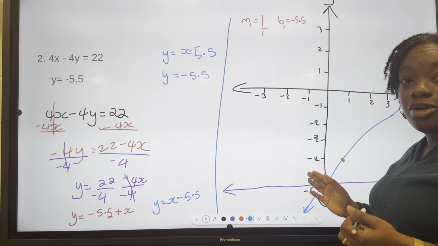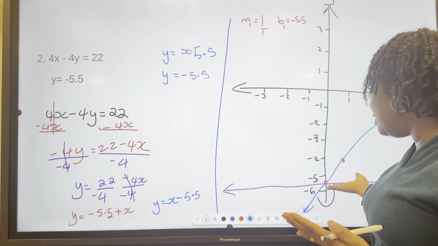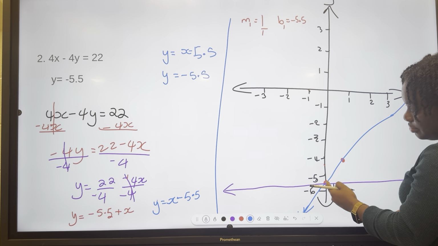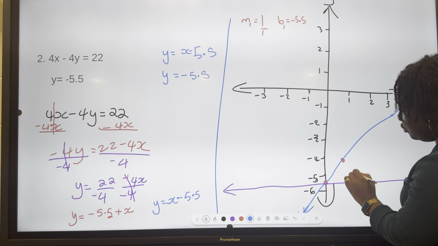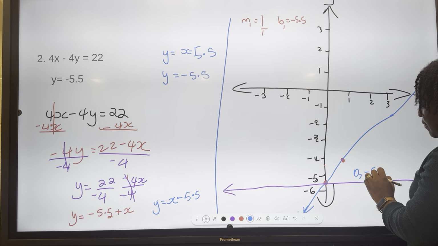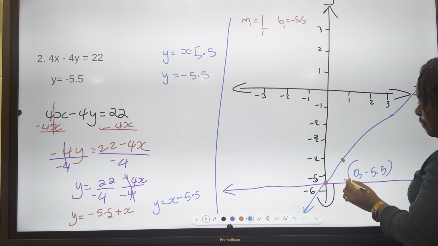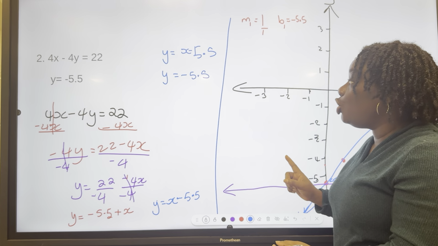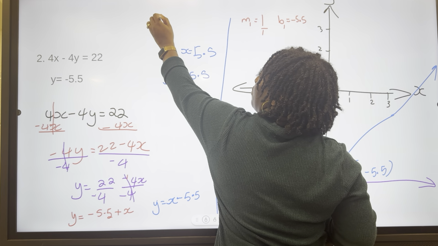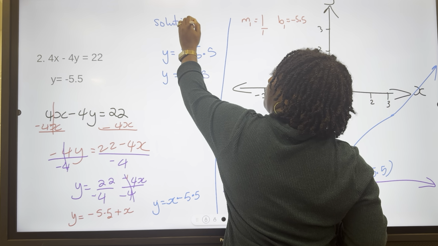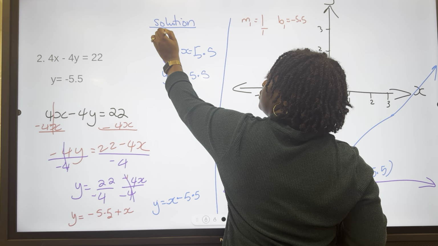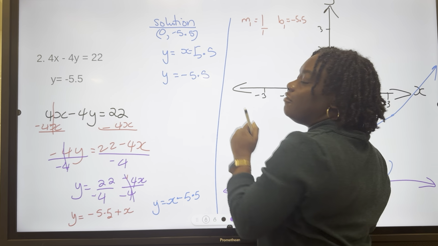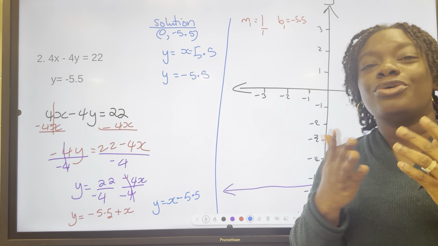So, again, where are they intersecting? Or where are they touching? They're touching at the point 0, negative 5.5. All right, that's the point that they're touching. So my solution is 0, negative 5.5. So let's do a quick recap.